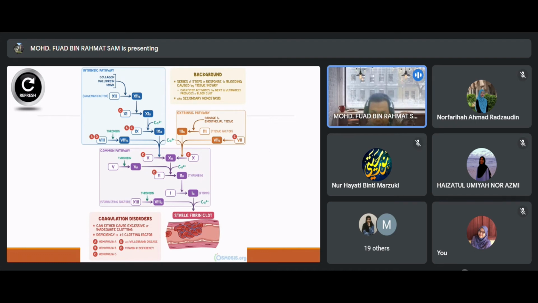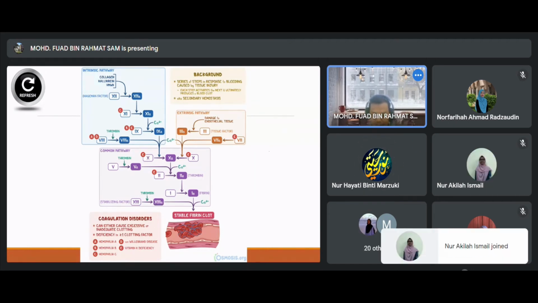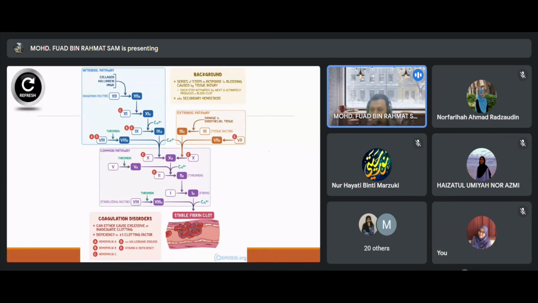Okey, lagi apa? Apa lagi factors yang ada dalam extrinsic tu, Hayati? Ada 2 tu. 3. Number 3. Yeah, so 2 coagulation factors under the extrinsic pathway, which are number 3 and also number 7. So the synonym for factor number 3 is the tissue factor or thromboplastin, while the other name of factor number 7 is proconvertin or stable factor.